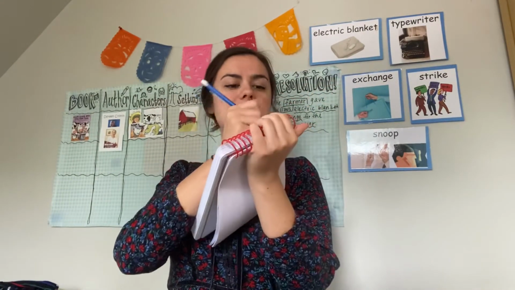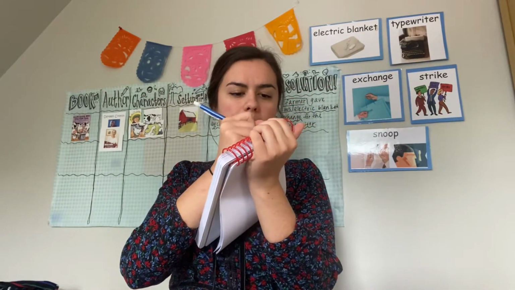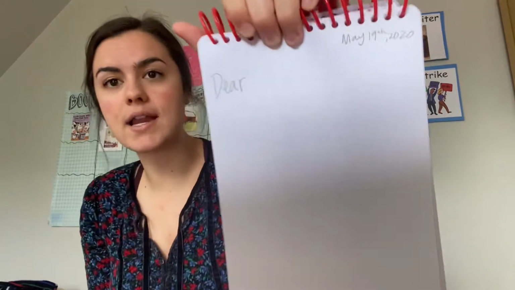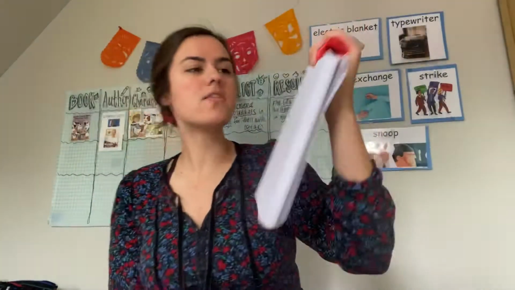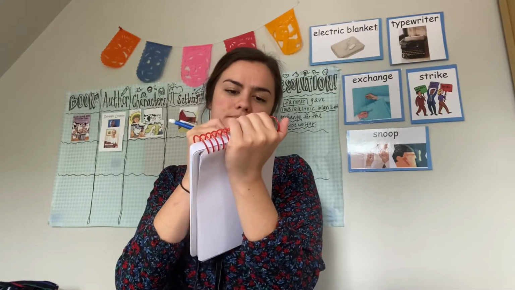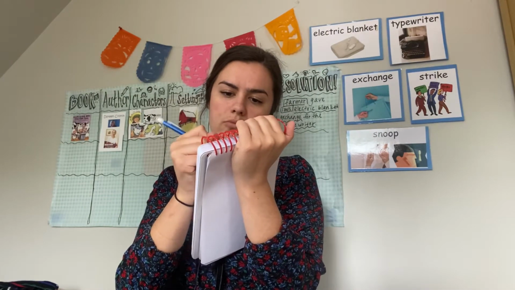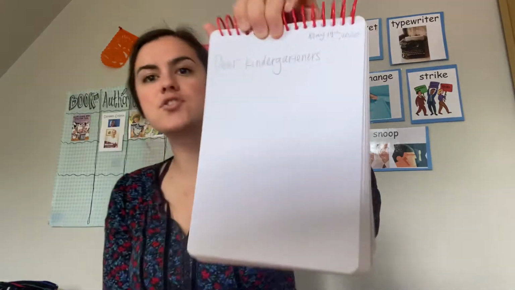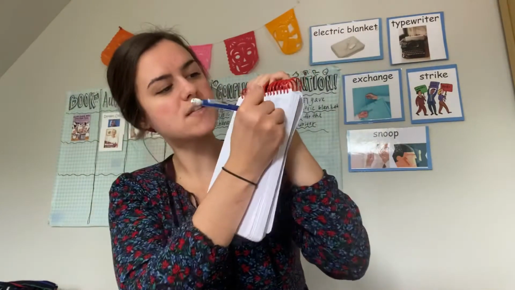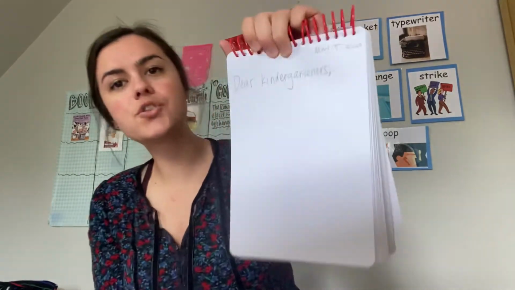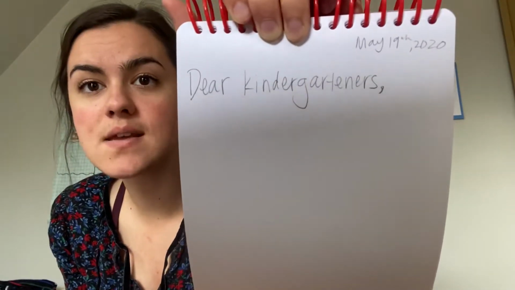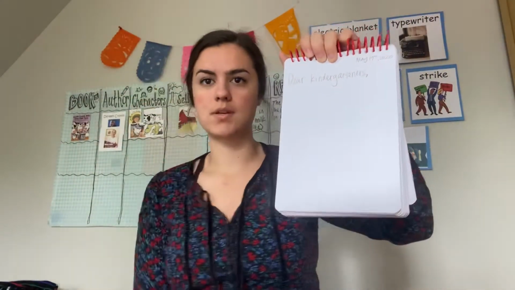The first part of a letter is where you write dear, and then whoever you're writing to. So I wrote dear, and then I'm going to write dear kindergarteners. And then after you write who you're writing it to, you finish with this funny thing called a comma, which looks like a period, which stops a sentence, but has a tail on it. So this says, Dear Kindergarteners.